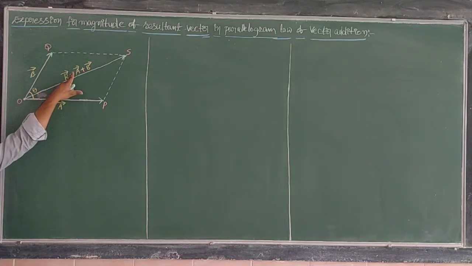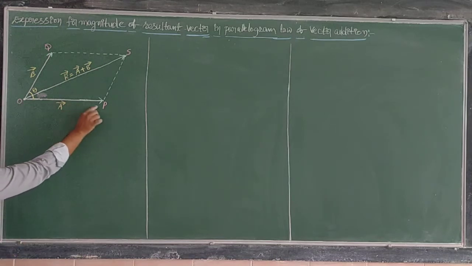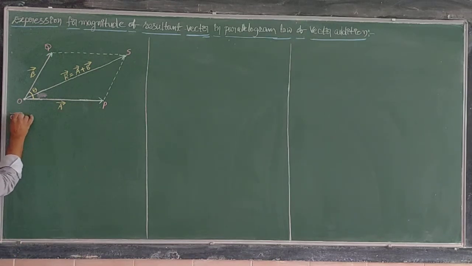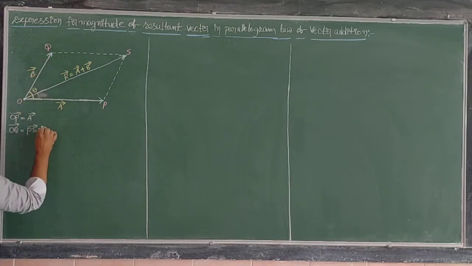For this A plus B, we have to find out the resultant in terms of magnitude. To find this, first write the given things. OP bar is a vector equivalent to A. Next, OQ bar. OQ is parallel to PS, so OQ bar is equal to PS bar, which is B bar. So I can write B.